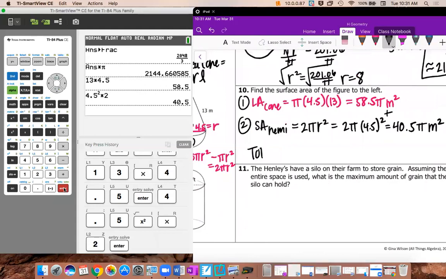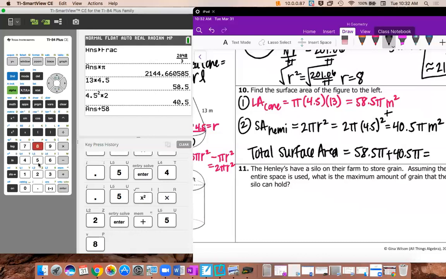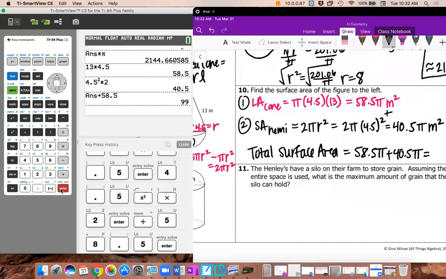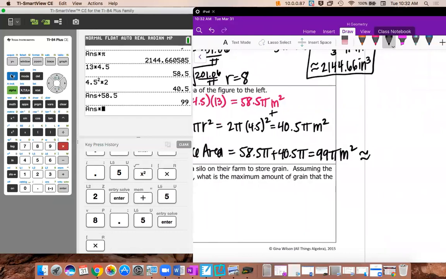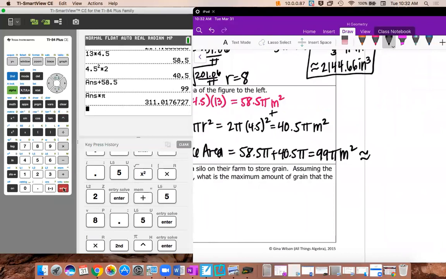And then to get our total surface area, we just add up both of these two answers. So total surface area should just be 58.5 pi plus 40.5 pi, which gives us 99 pi meters squared if we wanted to leave it exact. And then remember, if we're going to round, we just multiply that by pi. And so we get this as 311.02 meters squared if we round appropriately. So that's going to be the surface area of that entire figure.